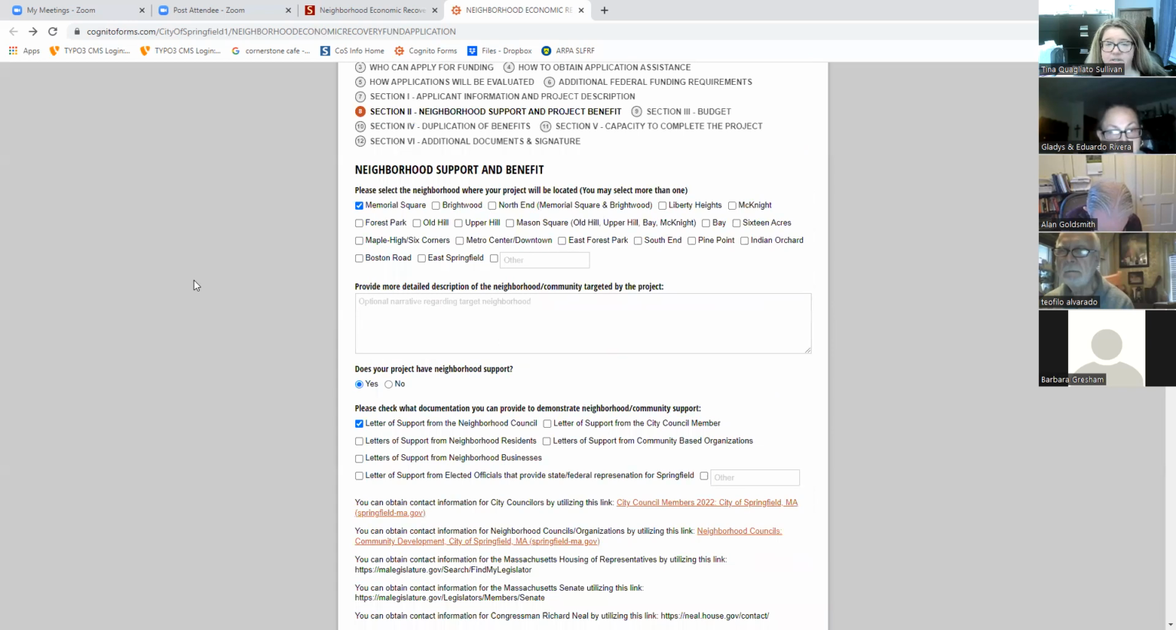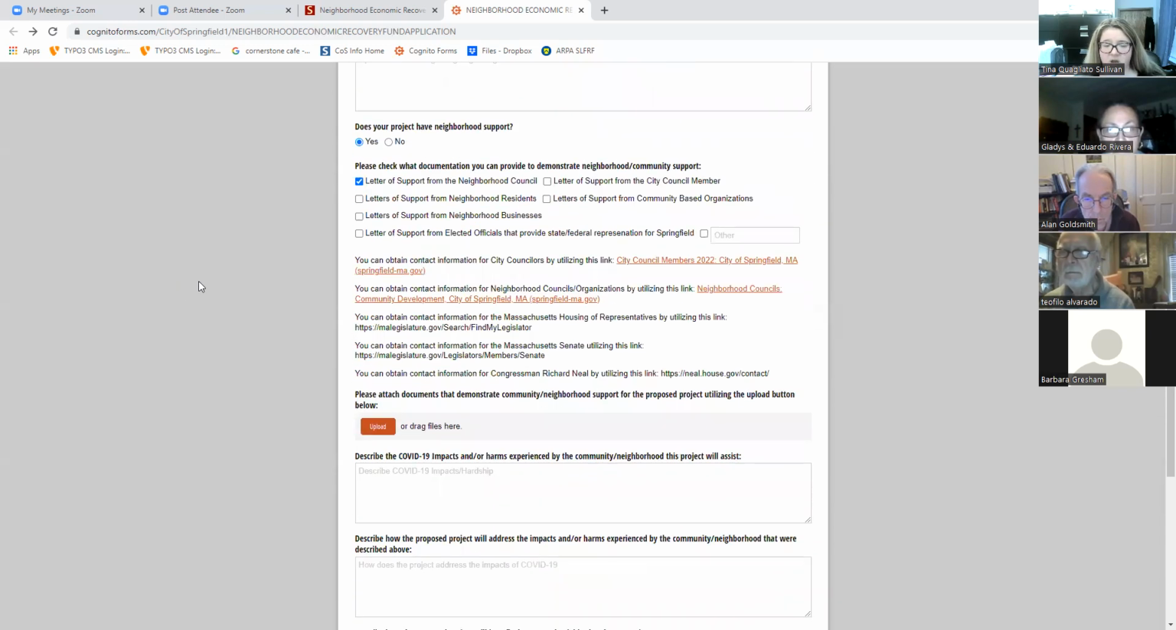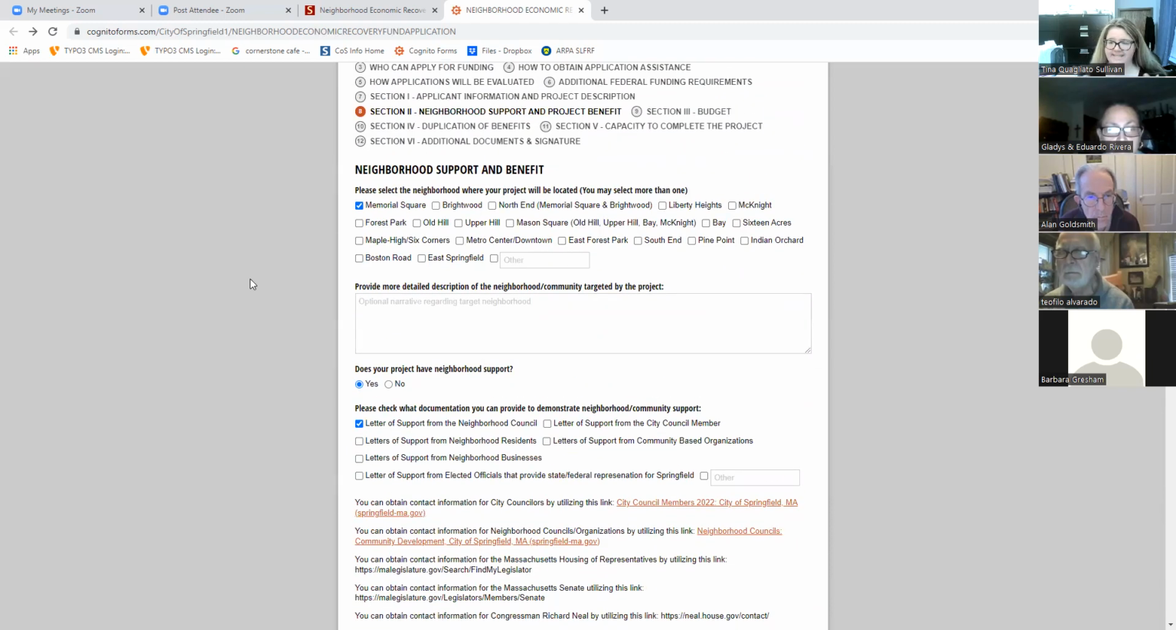The next section is the neighborhood support and project benefit. So a big part of this section is we want to see that your project is supported by the neighborhood or the community that's targeted, and that there's going to be a neighborhood benefit there, right? So that's what we keep talking about. We want to see that. This is the section where you demonstrate that.